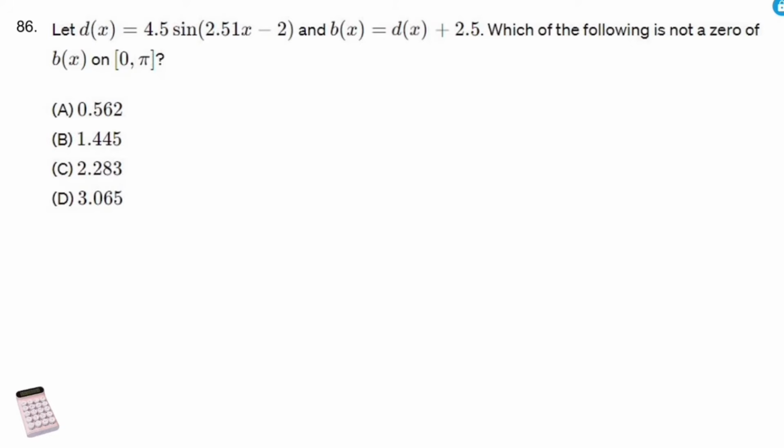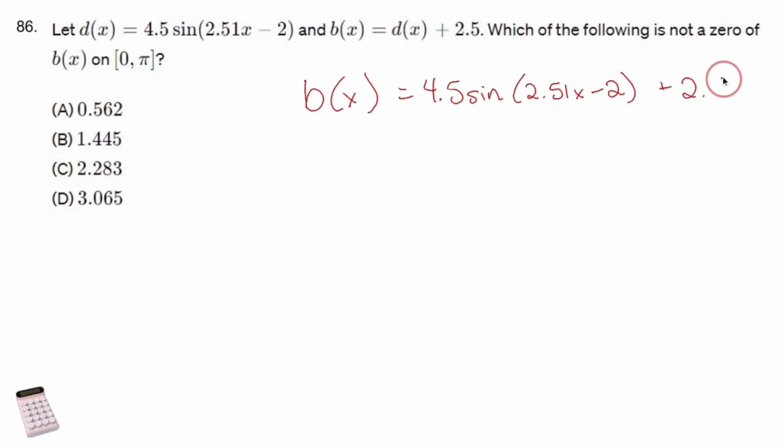We care about b of x. It would be nice if I had the pen. B of x is now going to be 4.5 sine, 2.51x minus 2, in parentheses, plus 2.5. Okay, so all I did was rewrite d of x and add the 2.5. I just added the midline there.